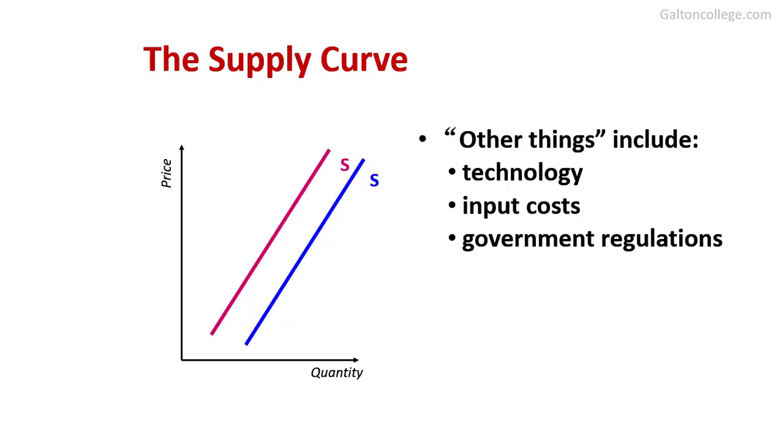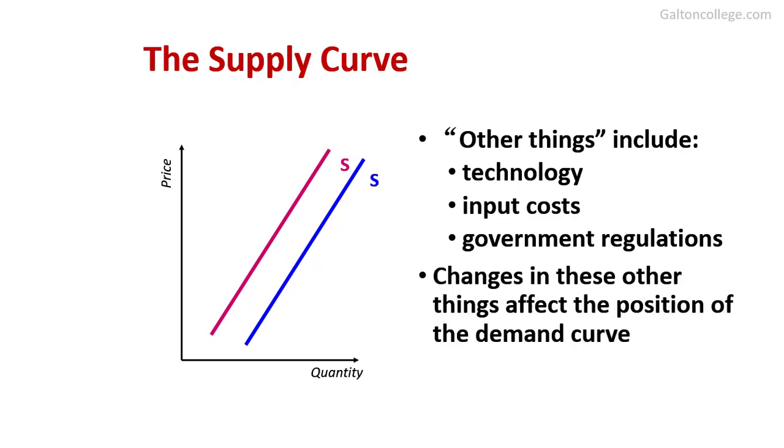And ceteris paribus also is used here. Other things include technology, input costs, government regulations. If this was the supply at this price and technology improved, we could supply more at the same price. Technology has improved, production costs have fallen, more is supplied. So other things will determine the position of the curve. So we have shifts of the curve. That's the point, the same as we had shifts of the demand curve.